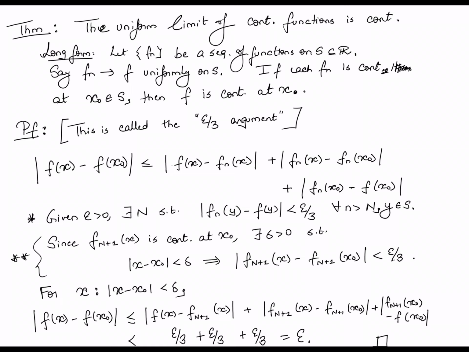Why? Because what you have demonstrated is that for any epsilon I can come up with a delta such that if x lies within a delta distance of x naught, then for the limit function f, the mod of f of x minus f of x naught is in fact less than epsilon, right? So that completes the argument that the uniform limit of continuous functions is continuous.